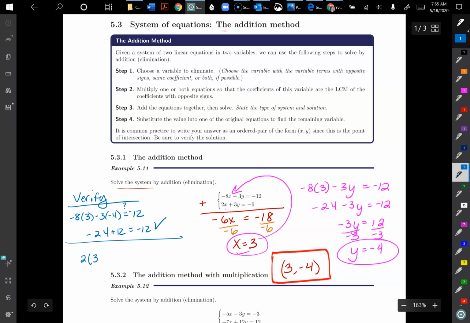2 times 3 plus 3 times -4 equals -6. Remember, I do need to have these always fitting both equations, right? So if it fails for one, it fails the whole system. But in this case, both work. I verified, and that is my answer.